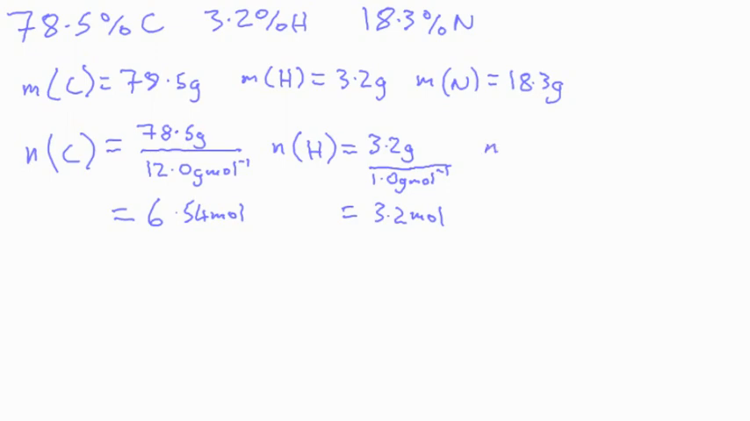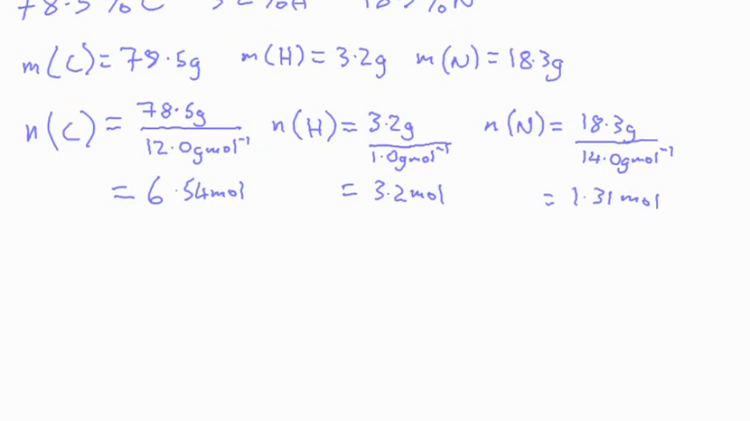And finally, our number of moles of nitrogen is equal to 18.3 grams divided by 14.0 grams per mole, which is the molar mass of nitrogen. And when that comes out of our calculator, we find that we have 1.31 moles.